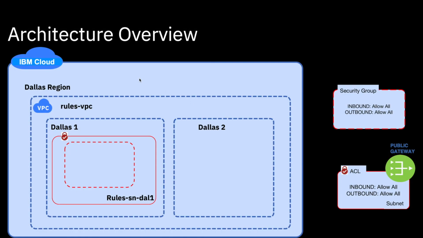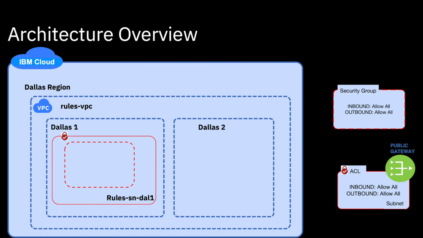So what we've actually created is our VPC. So this is, at a bare bones level, we've created our VPC within Dallas. So it's within the Dallas region. We've created a subnet in Dallas 1 as a first step, and this subnet has an ACL, an access control list, attached to it, and that access control list is allowing everything in and allowing everything out. So the access control list at the moment is actually fairly relaxed, or very relaxed.